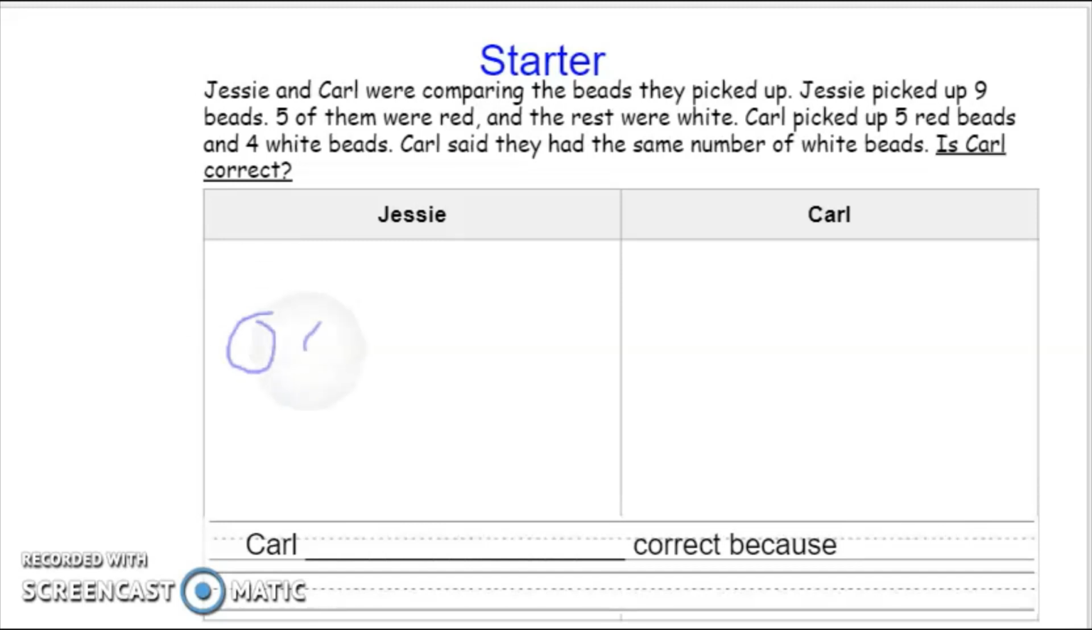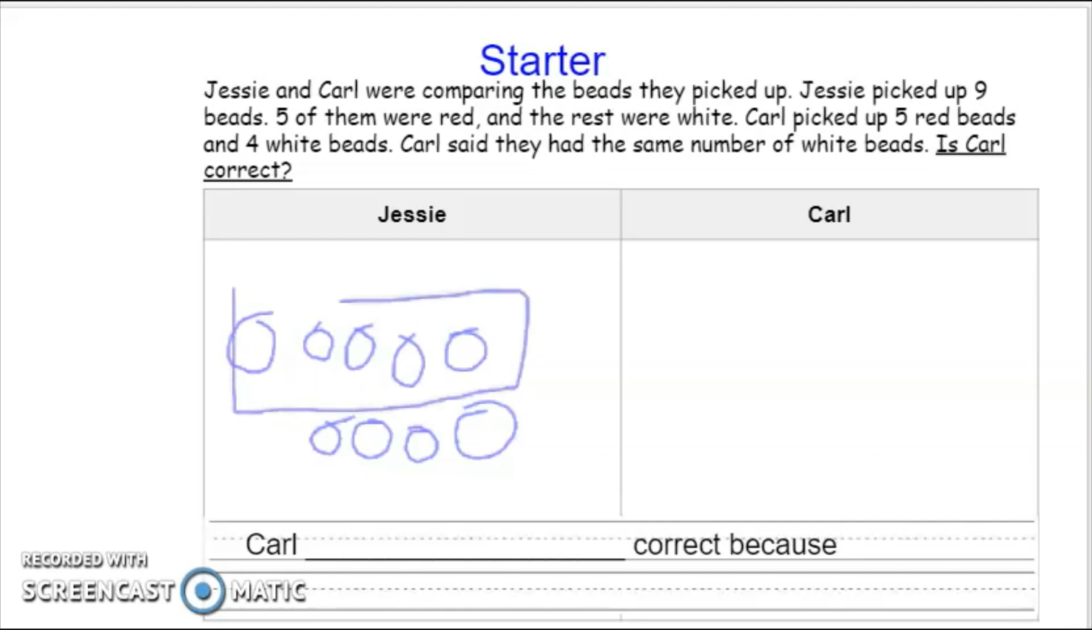Count with me. 1, 2, 3, 4, 5, 6, 7, 8, 9. Great. And we know that 5 of them were red. So I'm going to box that in or group it and put R to show that it's red. And the rest were white. Oh, I see. So with a friend or a family member, discuss how many white beads did Jesse pick up? We boxed in our red group already, but how many white beads did Jesse pick up? Tell a friend or a family member.